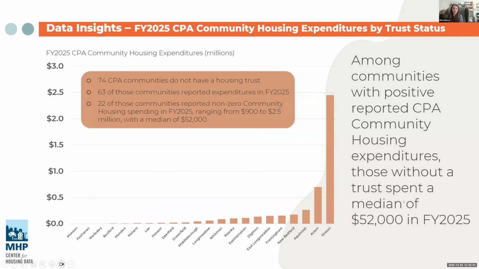We can also look at patterns in how communities are spending their CPA money. And again, all the caveats about the expenditure data still hold. We're looking at 1 year of data. This is looking at just the community housing expenditures. We know CPA funding from year to year from a community can be lumpy, right? If a big project comes up, there'll be a lot of funding in 1 year, less in another.